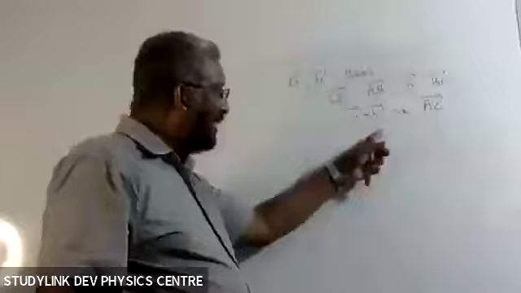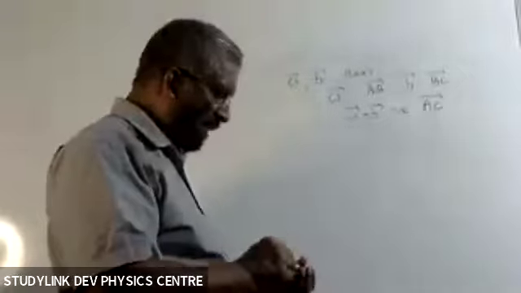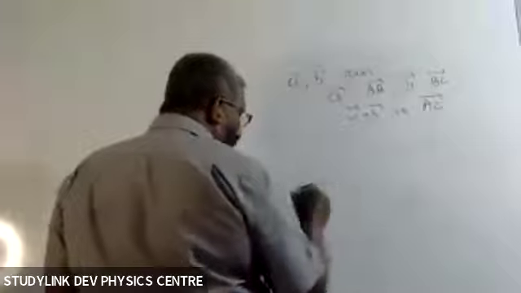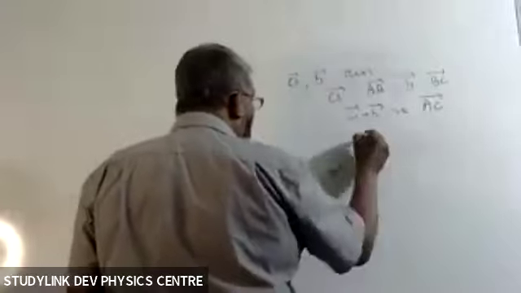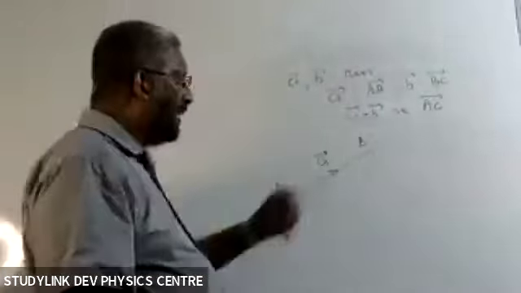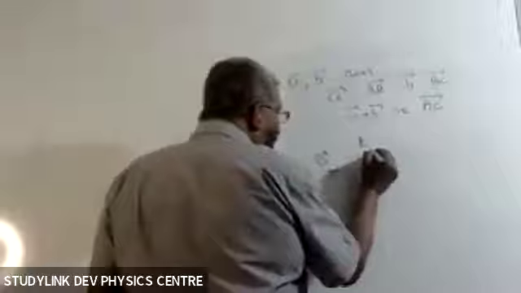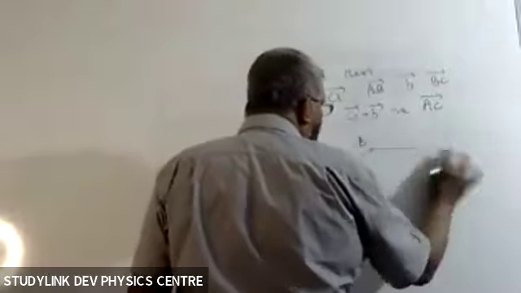To get this one, you have to consider a triangle. The first one, A. In a triangle ABC, the AB side must represent the vector A. From the end of B, the second one should be drawn, BC.